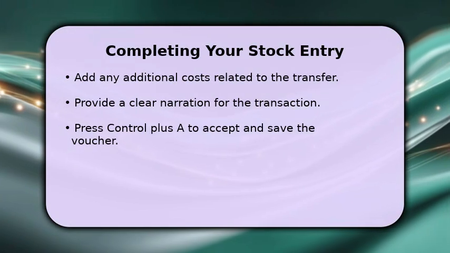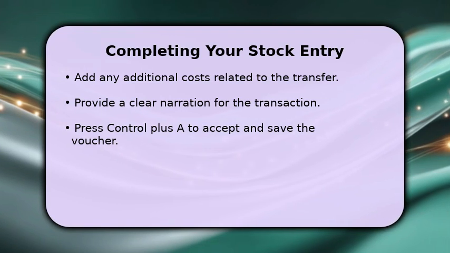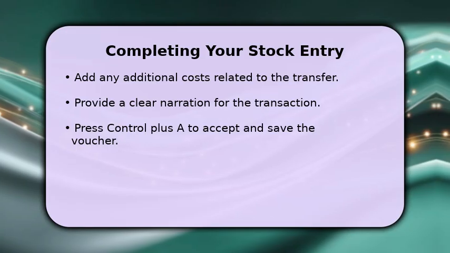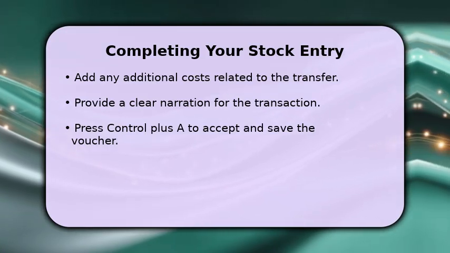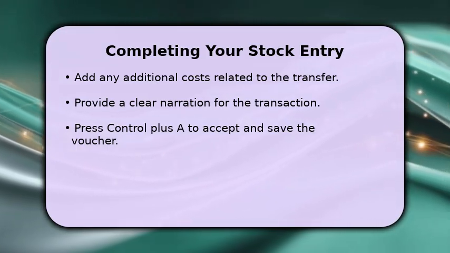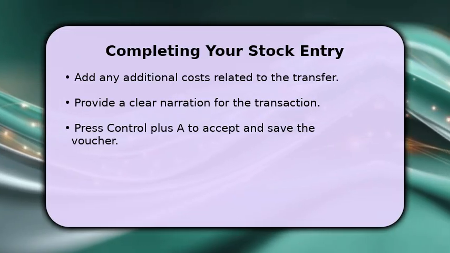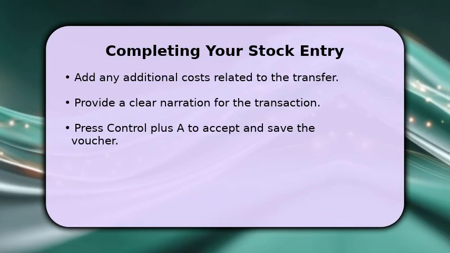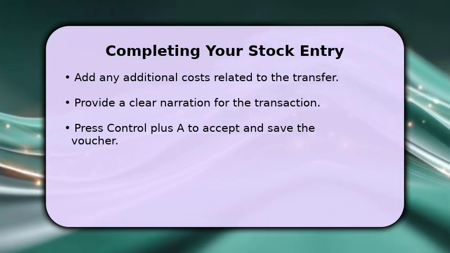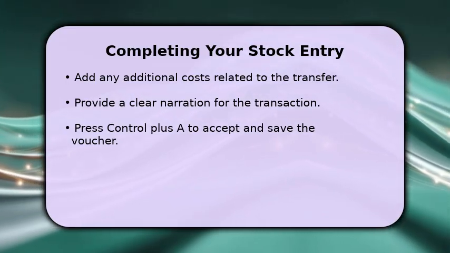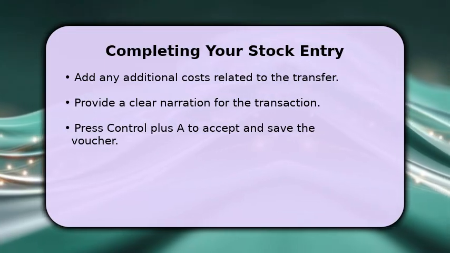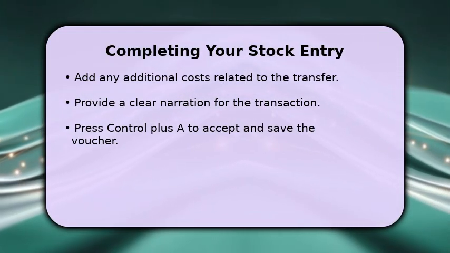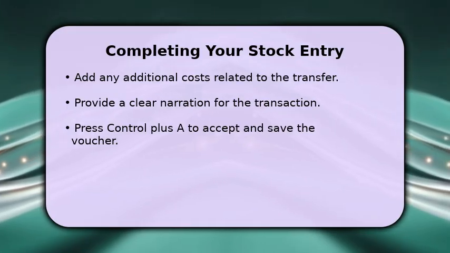After entering the item details, you might encounter an additional cost details screen if there are extra expenses involved in the transfer. Enter those here. Always provide a clear narration to describe the purpose of the stock journal entry, such as stock transfer from warehouse to shop. Finally, press Ctrl+A to accept and save the voucher. You can then check your inventory reports to confirm the stock has been adjusted correctly.